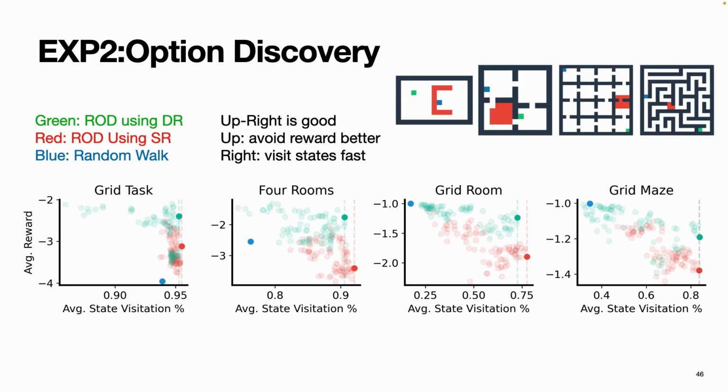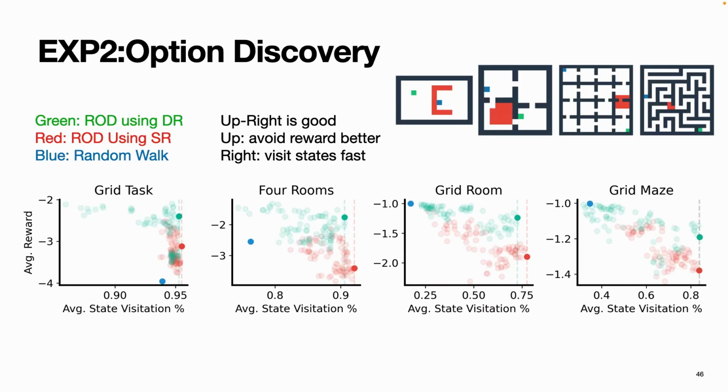However, if we try to visualize the hyperparameter setting that leads to the highest state visitation, you can see that the default representation in general achieves a slightly lower state visitation. So it doesn't visit all the states as quickly as the successor representation. And that is just a necessary sacrifice, I think, if you want to avoid low rewards.